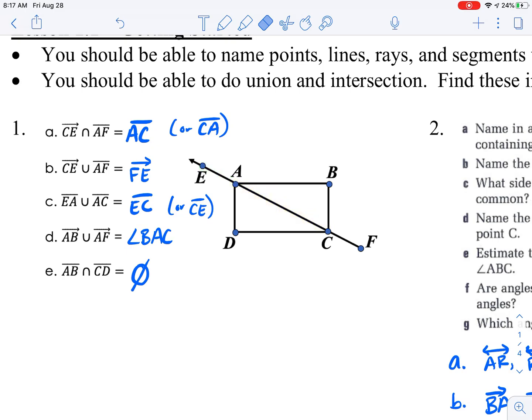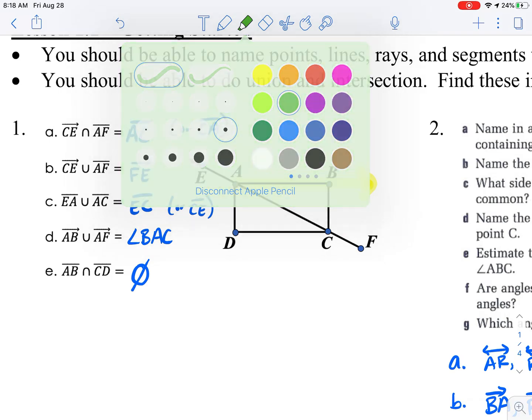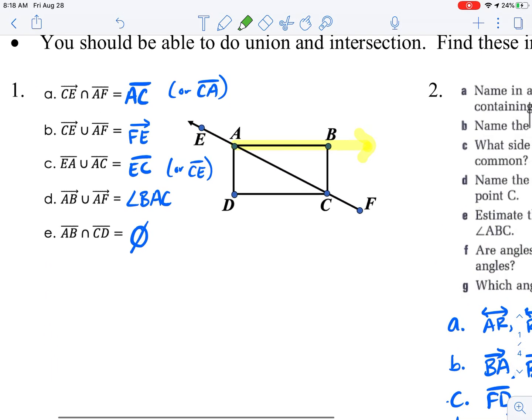All right, for part D, we have ray AB. I know it looks like it is just a segment, but we can extend it, that's fine. Union with ray AF. When I think about taking these 2 highlighted pieces, and what new geometric element from the list of what we are comfortable with they make, I have 2 rays that meet at a common endpoint. That is the definition of an angle. So I just formed an angle.